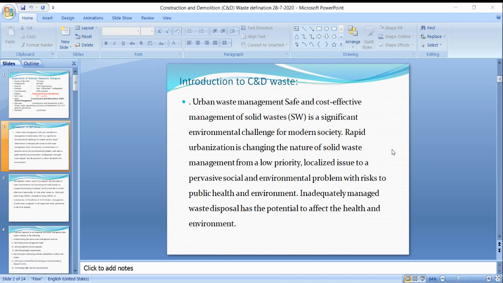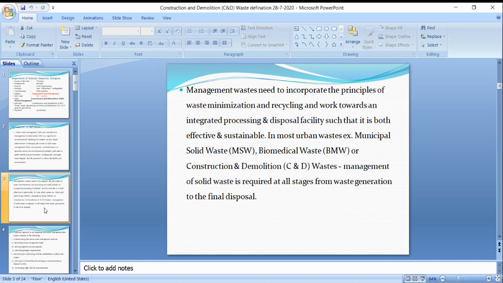There is a lot of globalization, and we are also getting ozone layer depletion from these waste pollutions. So we have to control it, and for that we require management. Inadequately managed waste disposal has the potential to affect health and the environment. So at last, they have to look after both health and the environment, and both should be maintained in urbanization.